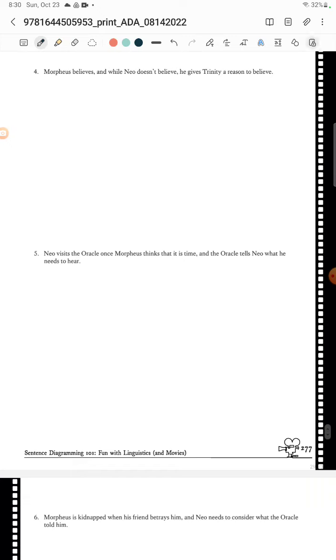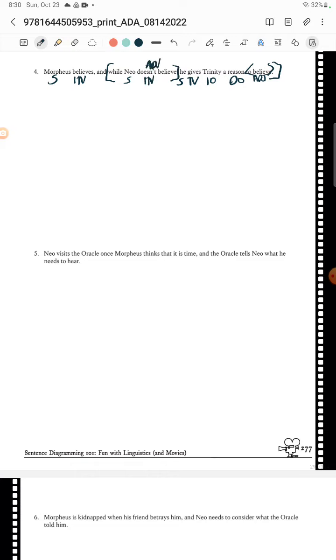Morpheus believes. And while Neo doesn't believe, he gives Trinity a reason to believe. So much believing in that sense. Okay, so we have Morpheus believes, and then this is our whole second independent clause, but it has a dependent in there. So while Neo doesn't believe, and then he gives, what does he give? He gives that reason to Trinity, and which reason is it? It's a reason to believe, so it's an adjective. And then Neo doesn't believe with an adverb.